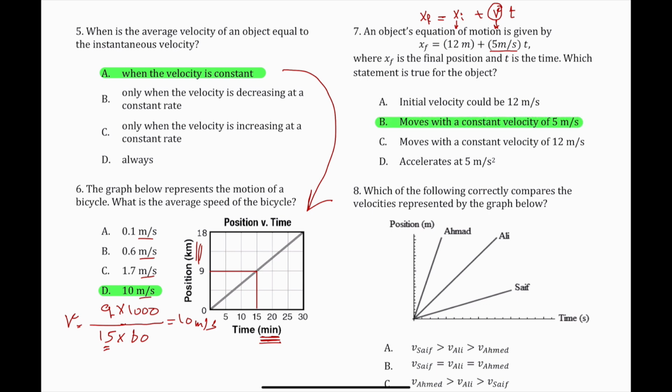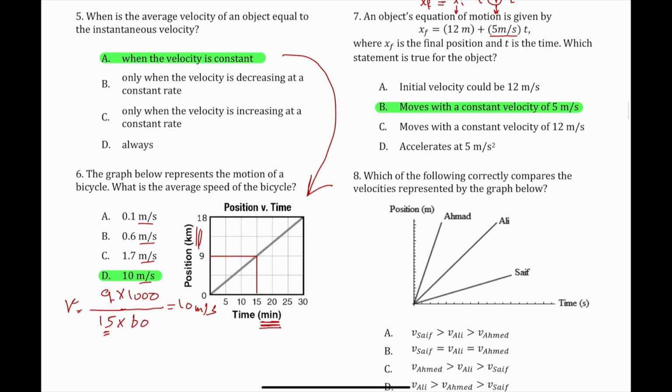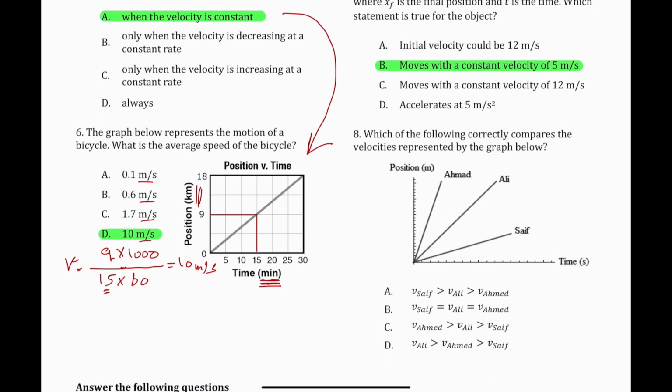8. Which of the following correctly compares the velocities represented by the graph below? This one is steeper. That means its velocity will be the highest, and then this one, and finally this one. So let's get the right answer. V Ahmed more than Ali more than, so the answer is C.